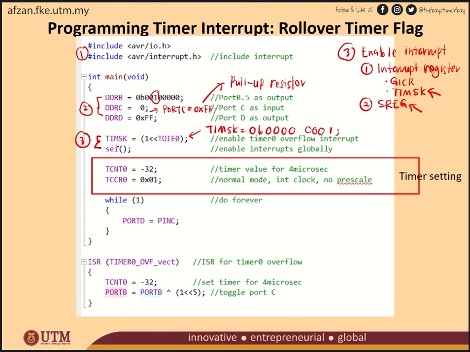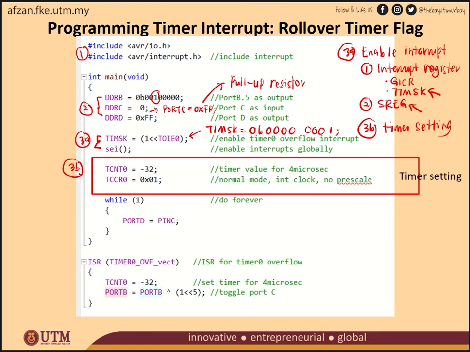So this is step number 3. Okay, and in the timer interrupt, there is another step that you're going to do. So I put here, this is step 3A and this is step 3B. Step 3B, you need to do the timer setting. We will learn about this timer setting in more detail in the next module. So you just know that after you enable your interrupt, then you need to do a timer setting.